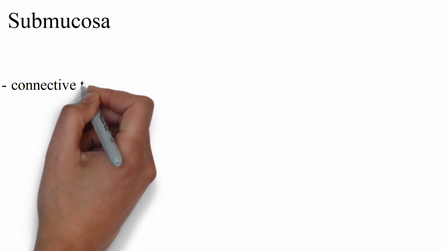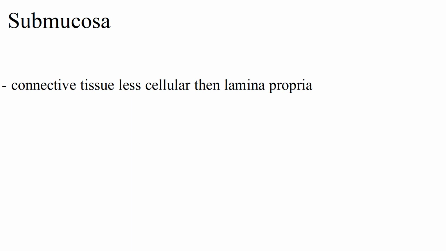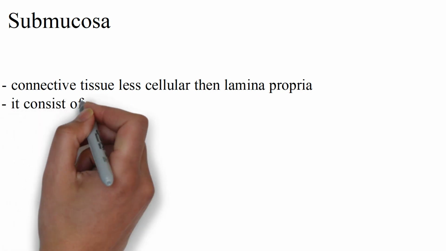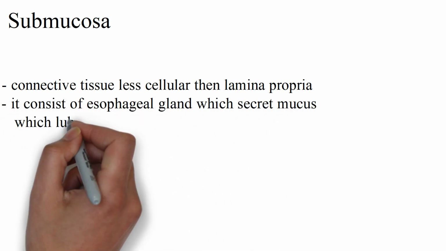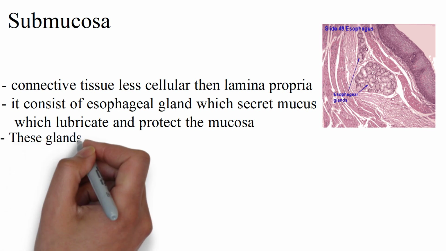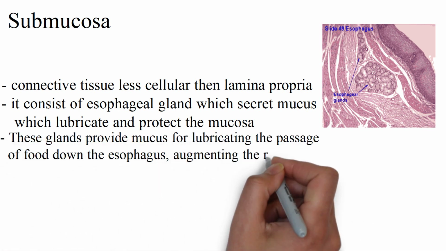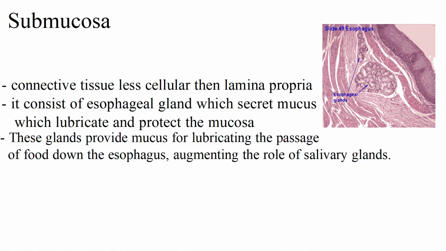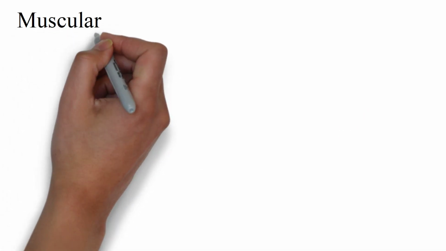Submucosa. The submucosa of the esophagus is made up of connective tissue and it is less cellular than the lamina propria. It mainly consists of esophageal glands which secrete mucus. Mucus helps to protect the mucosa of the esophagus and helps to lubricate and allow the passage of food to the stomach. Then next we have the muscularis layer.